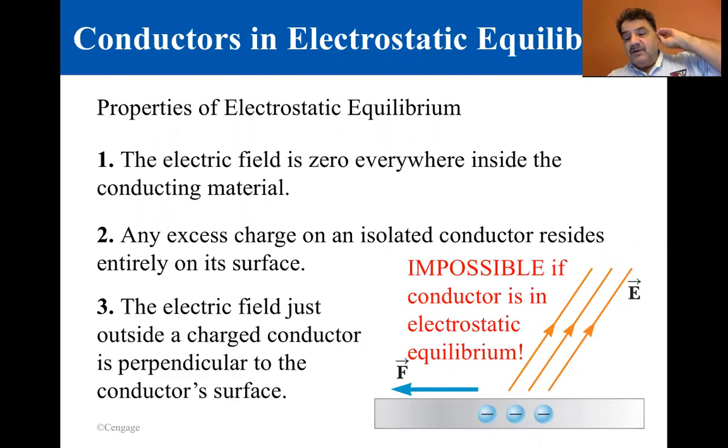Number 3: the electric field just outside a charged conductor is perpendicular to the conductor's surface. We can understand property 3 by again considering what would happen if it were not true. If the electric field in the figure isn't perpendicular to the surface, it would have a component along the surface, which would cause the free charges of the conductor to move to the left in the figure. If the charge moves, a current is created and the conductor is not in electrostatic equilibrium. That means E must be perpendicular to the surface.